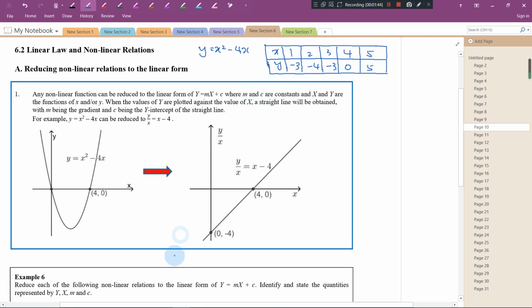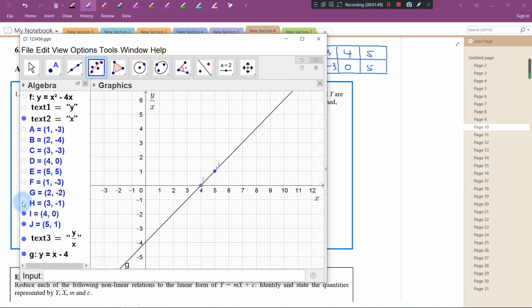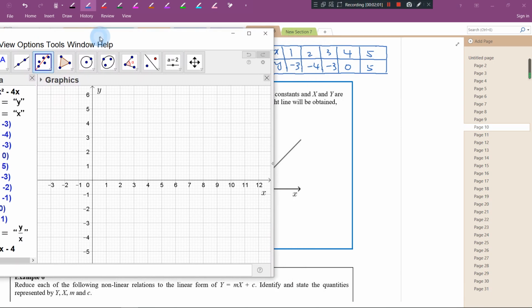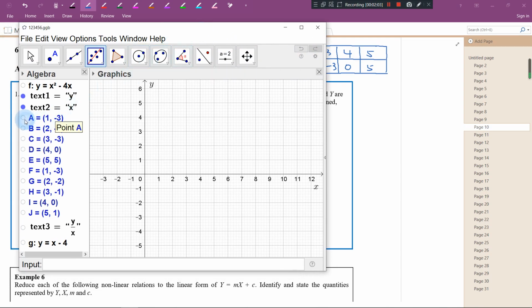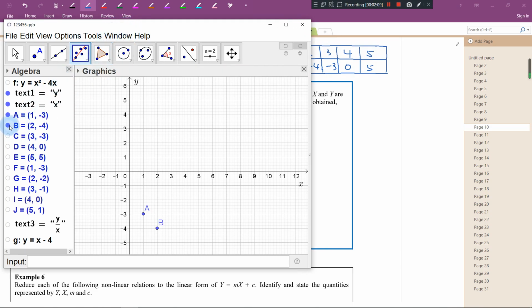Now let's see, when we plot all these points and connect them together, what is the shape of the graph? Okay, so now I need the axes y and x. The first point is 1, negative 3. The second point is 2, negative 4. Then 3, negative 3, 4, 0, and 5, 5. So this is definitely not a straight line, right? If you connect all these points together, you will get a curve.